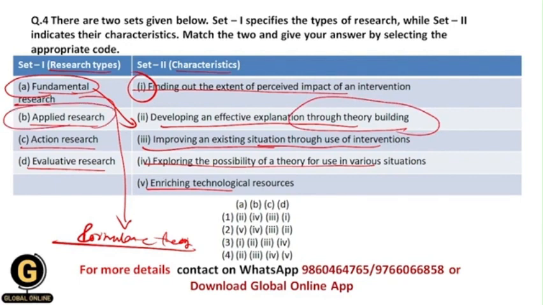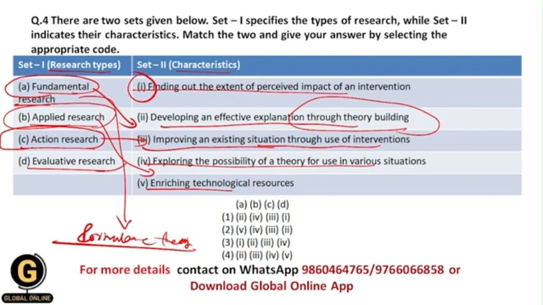Within the applied research, we basically apply the various principles, laws or theories to the problems whatever we are solving. Okay, and that's why applied research will go for the fourth option, exploring the possibility of a theory for use in various situations. Next is action research. So within the action research, we solve the existing problems through our interventions or through our immediate actions upon it. And that's why C will go for the third option, improving an existing situation through use of interventions.